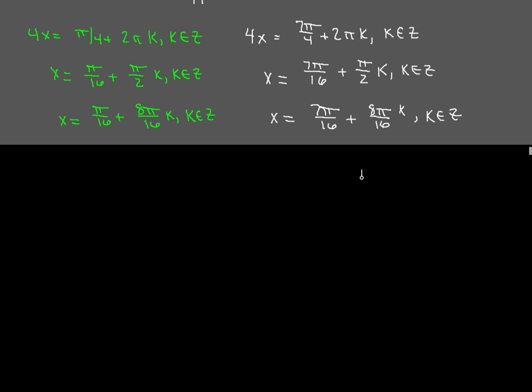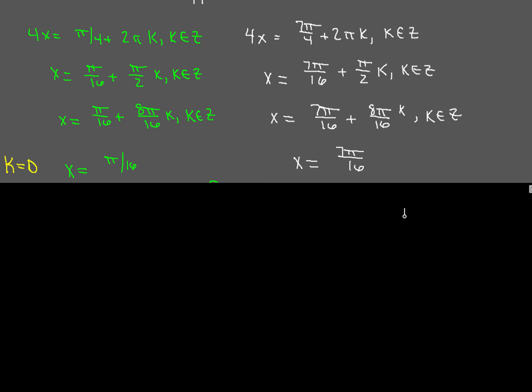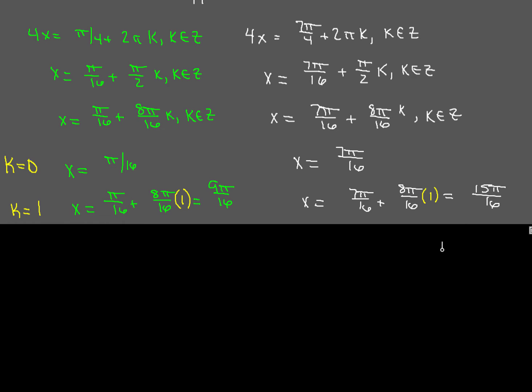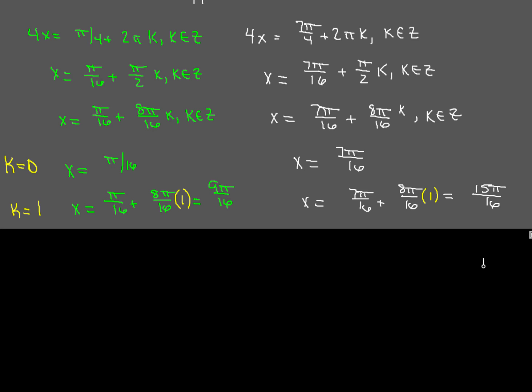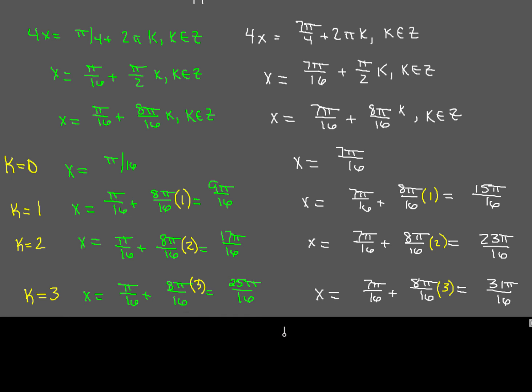What I like to do, and this is just my personal thing to make it easier for me, is get a common denominator. That way it's easier to add things together when we're dealing with fractions. So when we substitute k as 0, that's pretty straightforward. We'll just have our two values, pi over 16 and 7 pi over 16. When we put in 1, we'll end up with the two values of 9 pi over 16 and 15 pi over 16. When we substitute 2 for k, we get another two values, 17 pi over 16 and 23 pi over 16. Again, this is just a lot of arithmetic at this point. There's nothing really difficult about it.